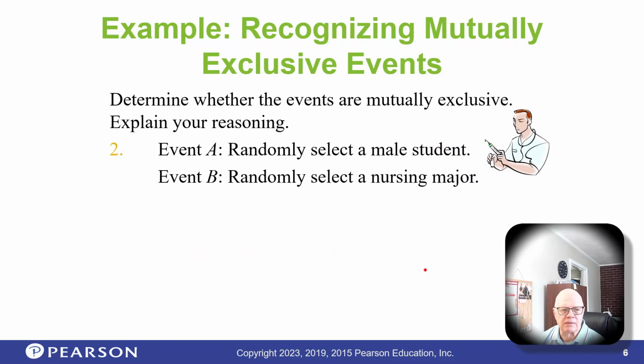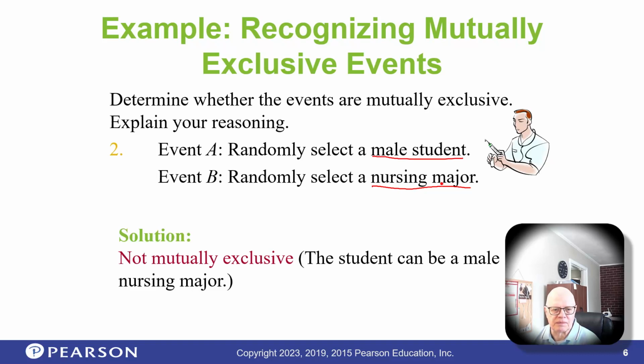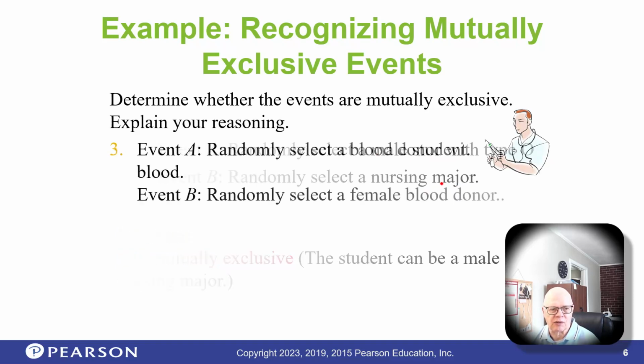Let's try another one. Event A is you're selecting a male student. Event B is you're selecting a nursing major. Can you do both at the same time? If not, that'd be mutually exclusive. So why don't you hit the pause button? Think about it for a second. Are these mutually exclusive? Well, no, because there are male nursing majors. Not mutually exclusive.